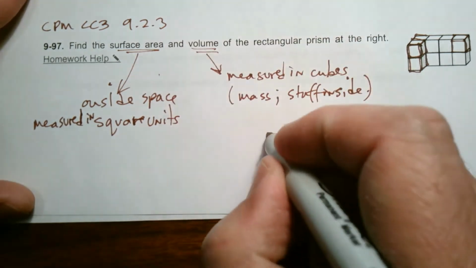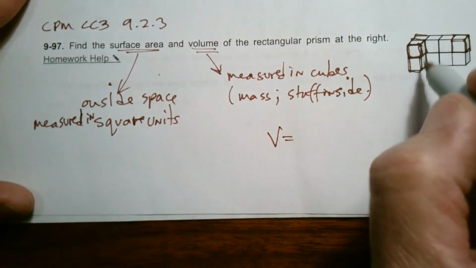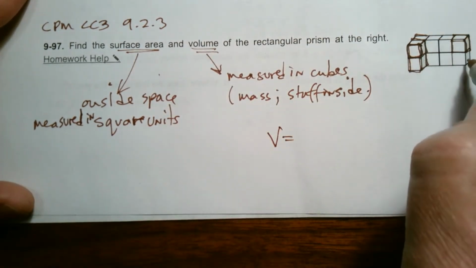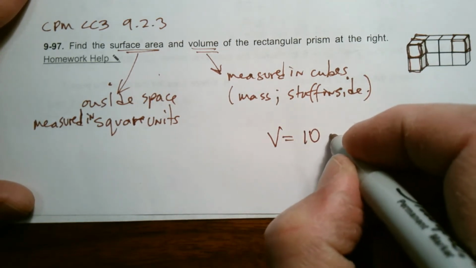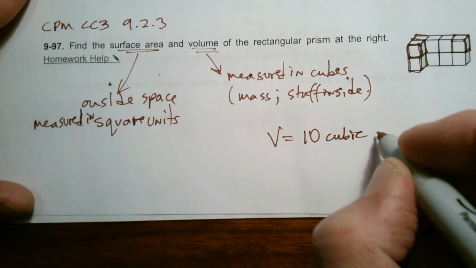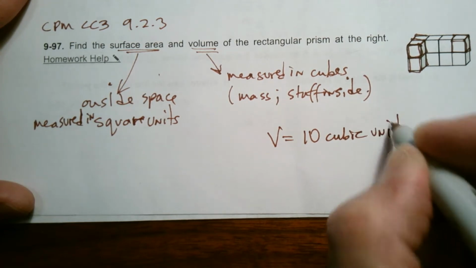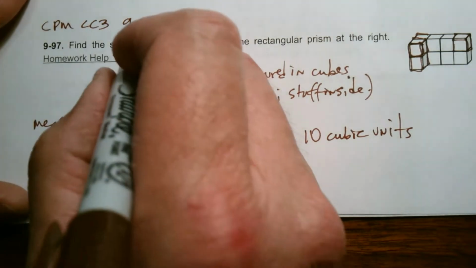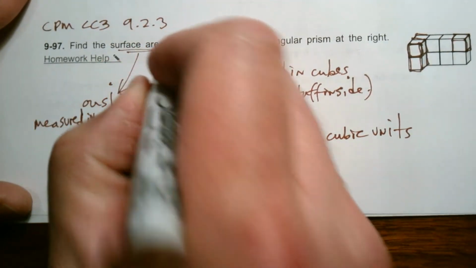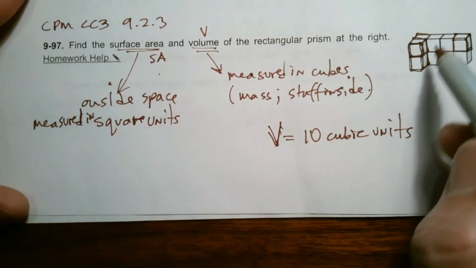So I got my volume. I know my volume is going to be, like I said, 1, 2, 3, 4, 5, 6, 7, 8. I see 9, 10 in the back. So it's going to be 10 cubic units. That's my volume. Okay, call my volume V. My surface area, we call that SA, is going to be all the squares.